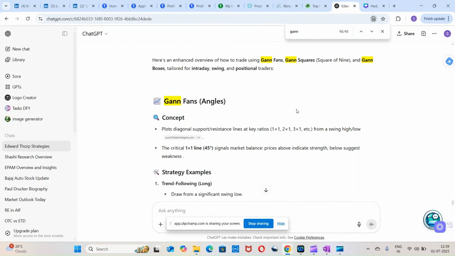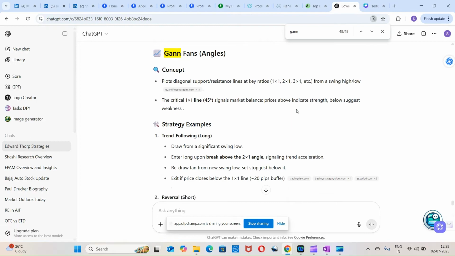Okay, so Gann fans basically are angles, as we discussed earlier. This plots diagonal support and resistance lines with key price and time ratios, 1:1, 2:1, 3:1, etc., from a swing high or low. The critical one is the 1:1 45-degree signal. That is market balance. Price above 1:1 indicates strength. Below it suggests weakness.